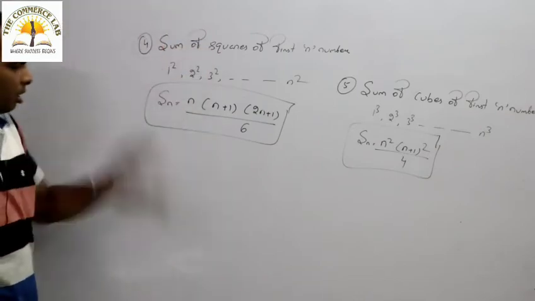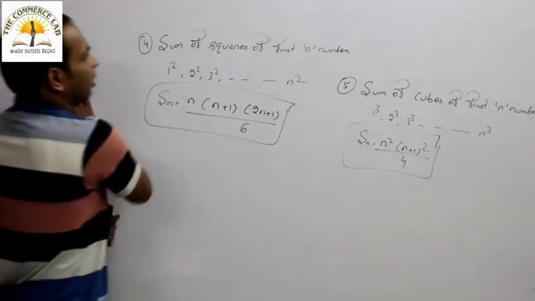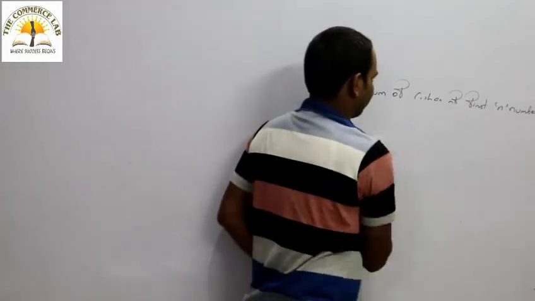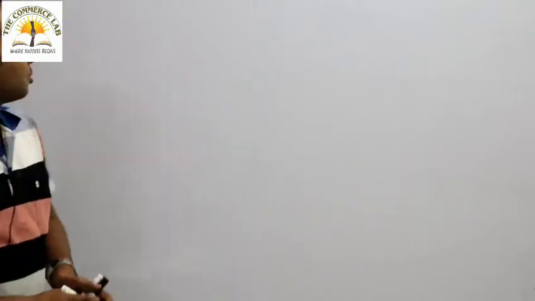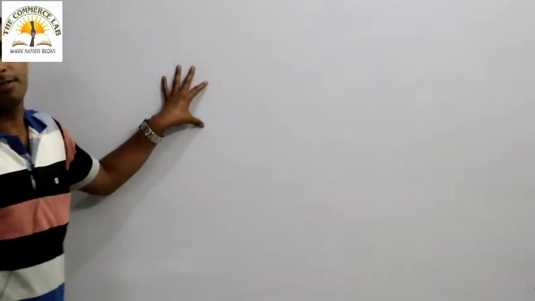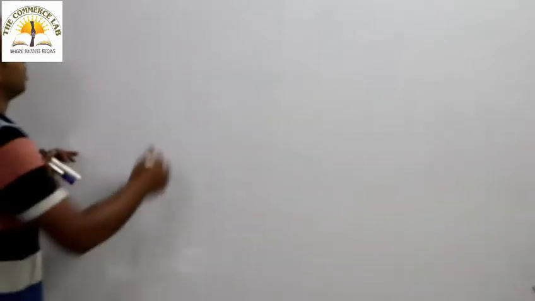So this is all about the formulas. Then come for some examples. Total 5 to 6 formulas are there. First is the sum of first n natural numbers, Sn, then first n even numbers, then first n odd numbers, then squares of first n numbers, then cubes of first n numbers. Okay, then come for some examples.